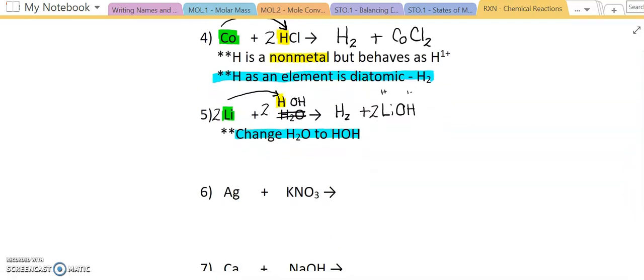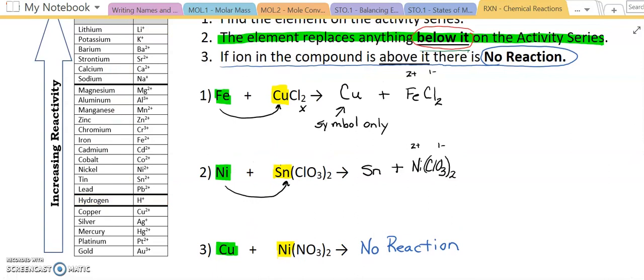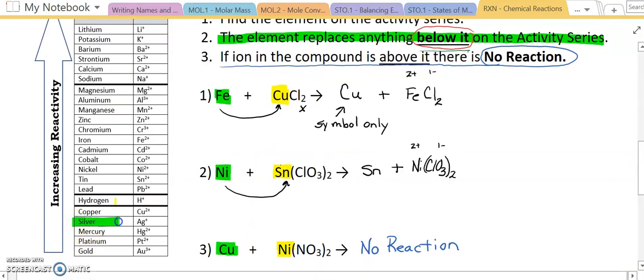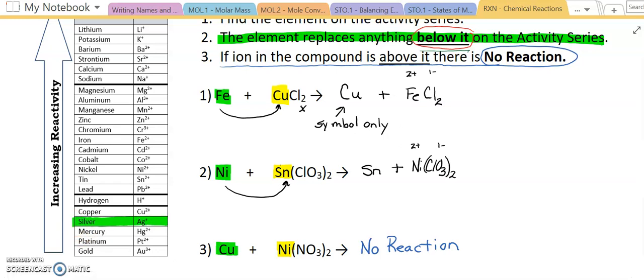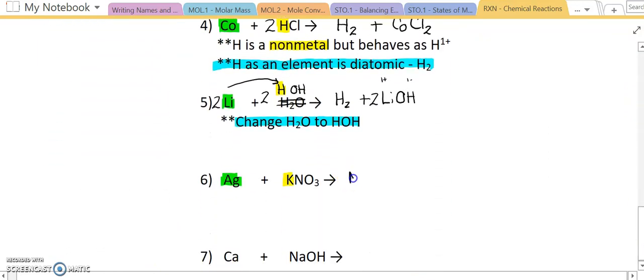I have silver, and silver is trying to replace potassium. So I'm going to go up to my activity series, and I'm going to find silver, and silver is going to be near the bottom. Again, not very reactive if you're near the bottom. And what is silver trying to replace? Well, silver is trying to replace one of the most reactive metals we have on the activity series, and it's not going to work. When silver replaces anything below it, if it is not below it, the only thing I need to write is no reaction.